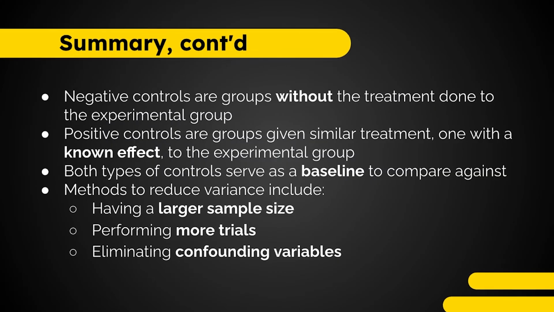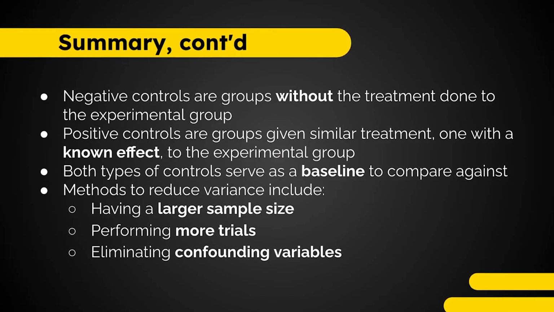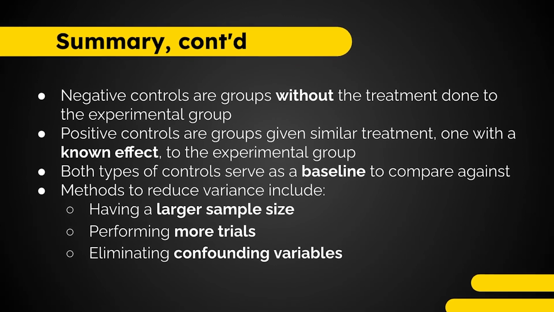When we do experiments, we want to have the variance as small as possible. And so some methods to reduce the variance include having a larger sample size, performing more trials, and eliminating confounding variables. So you want to get rid of all those variables that could be messing up your data. That was experiment design, and I hope that was helpful.